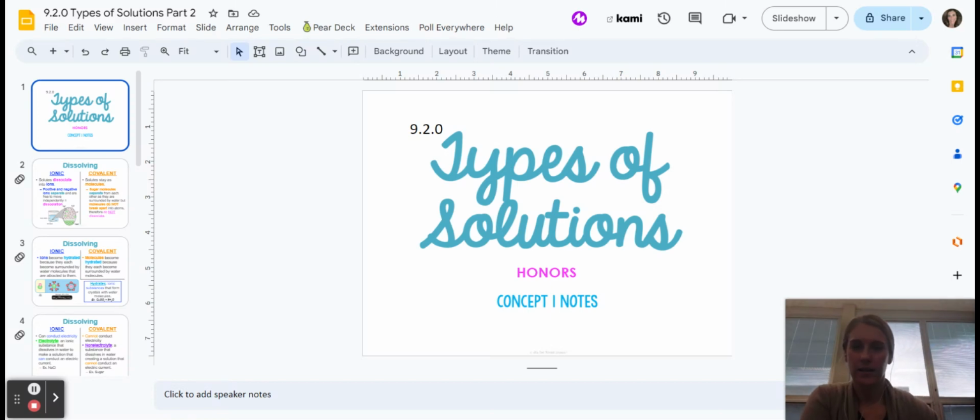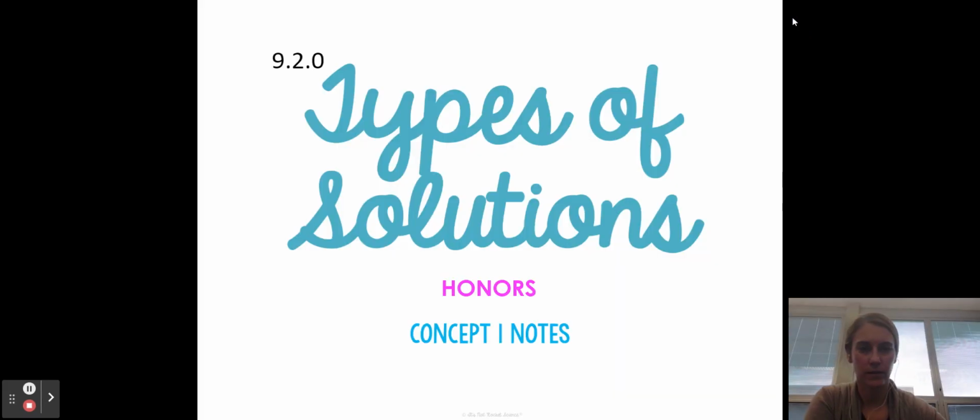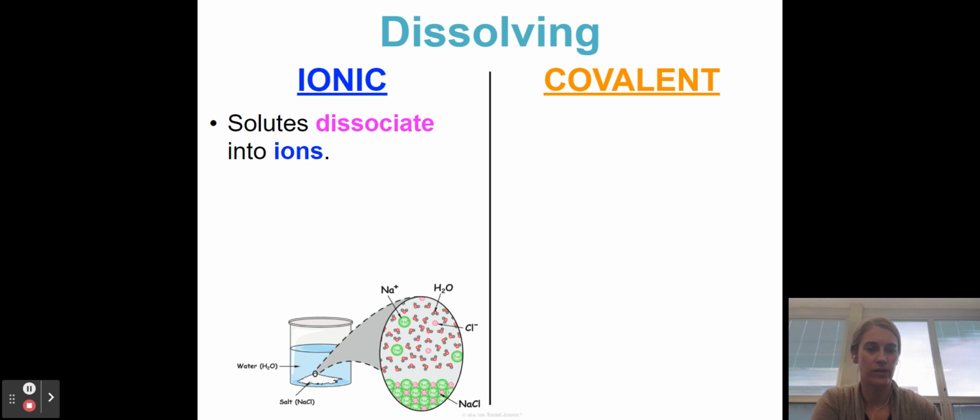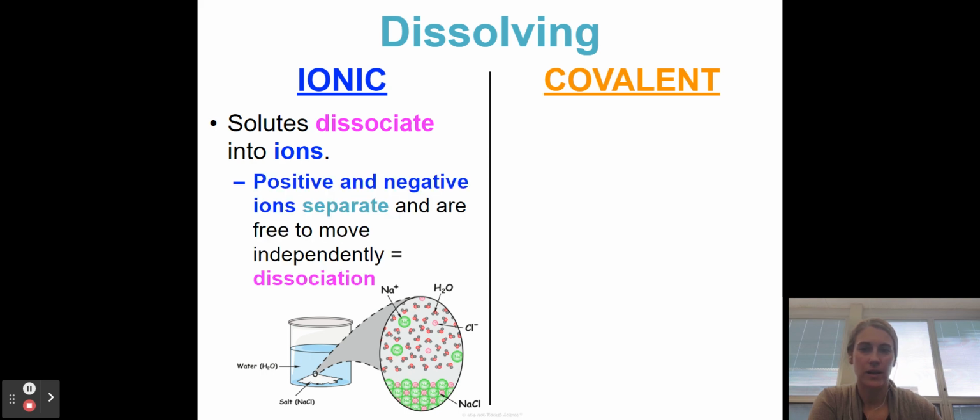All right, in our second types of solutions intro, we are also looking at solubility. We are going to look at some different compounds. Between ionic and covalent, when you dissolve ionic compounds, and we're thinking of a solid ionic compound in water, most likely solutes will dissociate into ions, which means the positive and negative ions separate and are free to move independently. This is called dissociation.